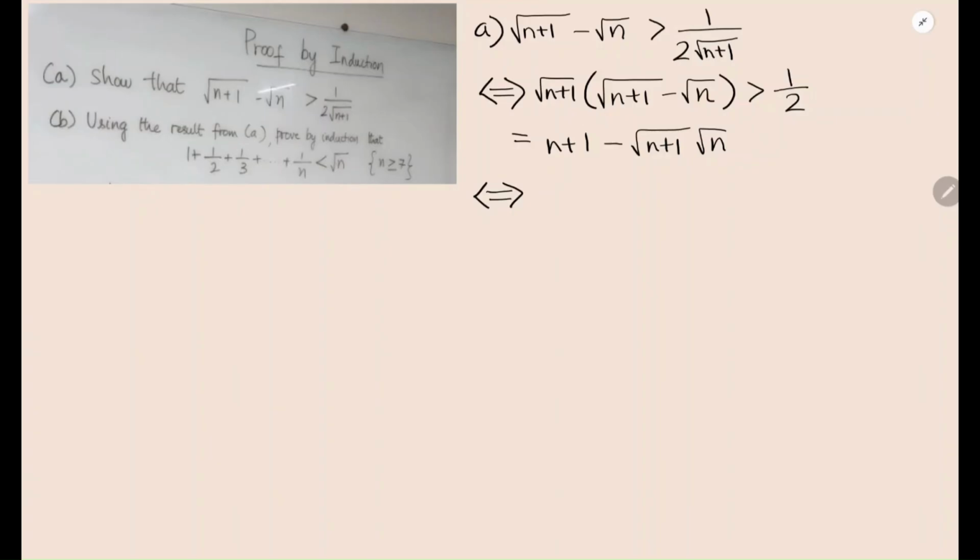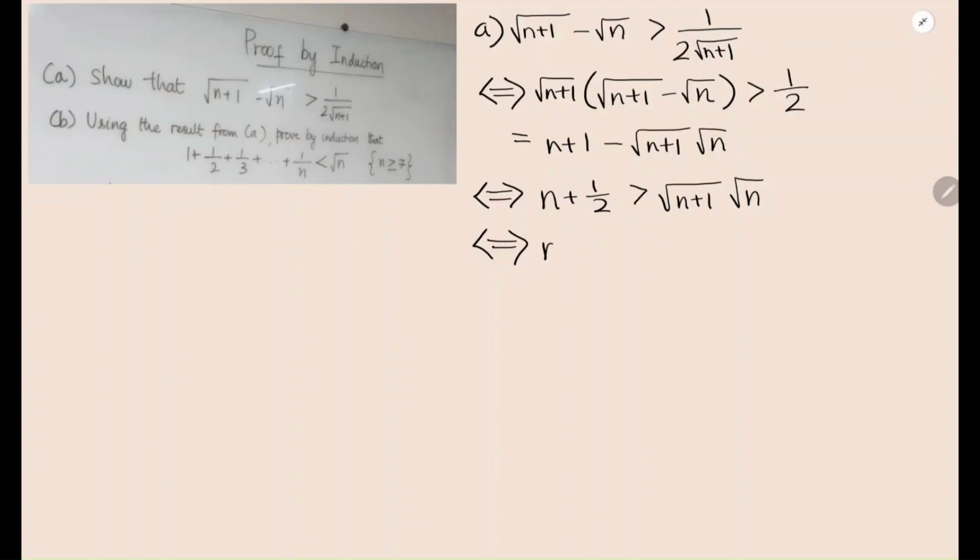I can subtract 1/2 on both sides, so I get n plus 1/2. And then I will move this part to the other side, so this is going to be greater than square root of n plus 1 square root of n. Essentially I subtract 1/2 on both sides, and then I added root n plus 1 root n on both sides, so this is what I have right over here. Now what I'm going to do is square both sides, if and only if.